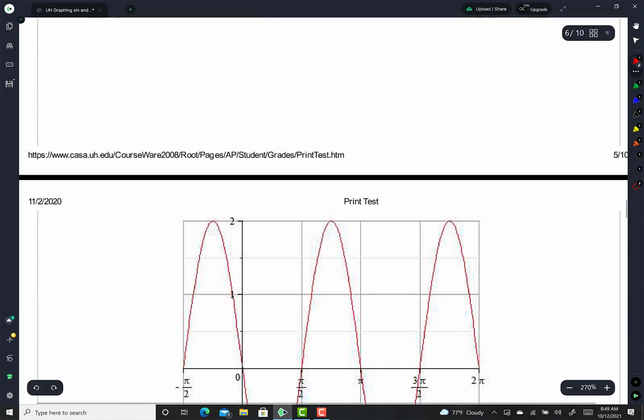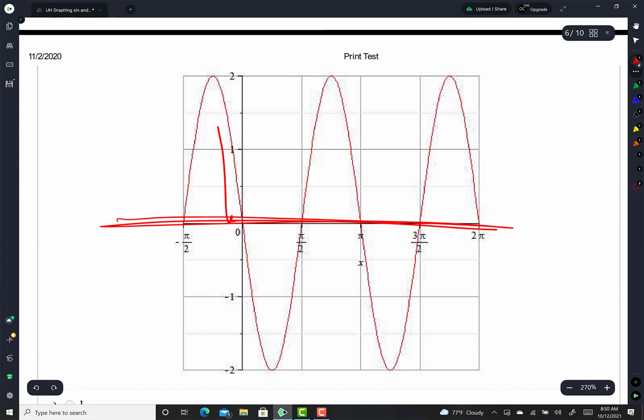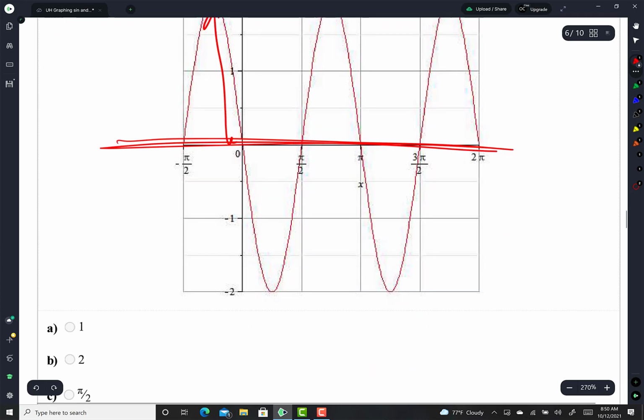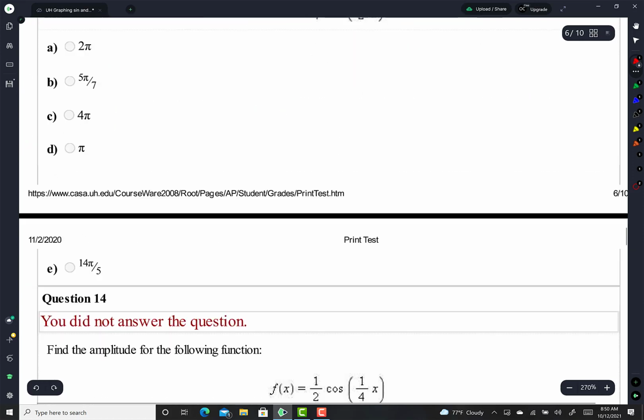It says find the amplitude on this one. So first I would find the sinusoidal axis. There it is. So the amplitude is the distance from here to the top. So the amplitude is 2. So I think this one's a pretty simple quiz.